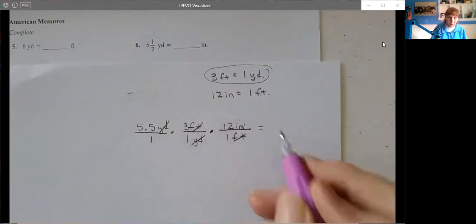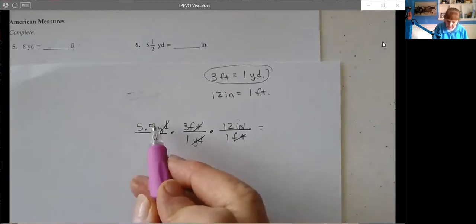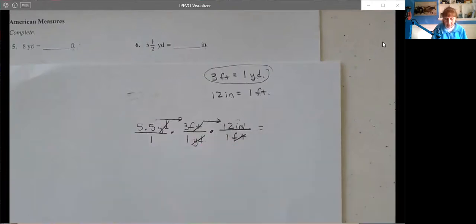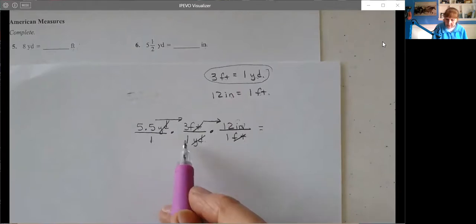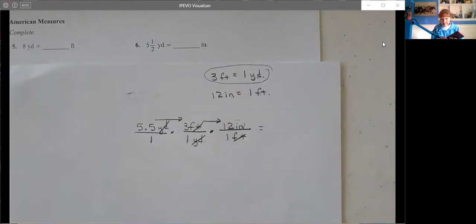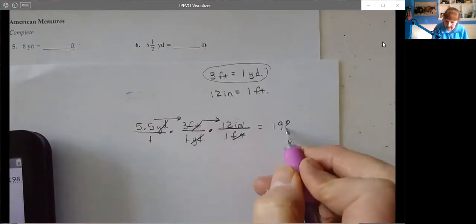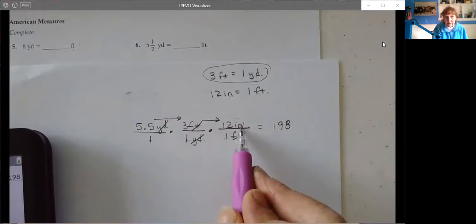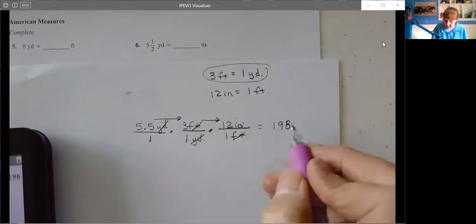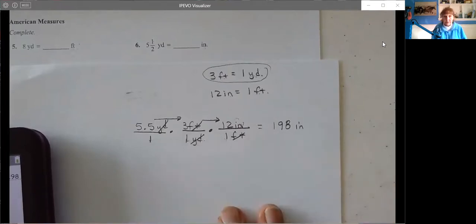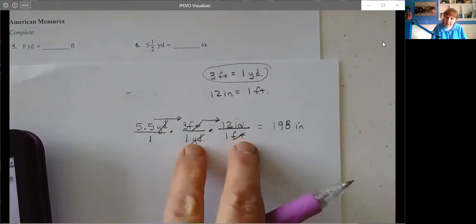Now multiplying across, I take 5.5 times 3, that answer times 12. Then in the denominator, 1 times 1 times 1, which is just 1. So let's take 5.5 times 3 times 12. 198. And the only unit I have left in the numerator is inches. 1 times 1 times 1 is 1. So 198 inches. So you can do this multiple times.